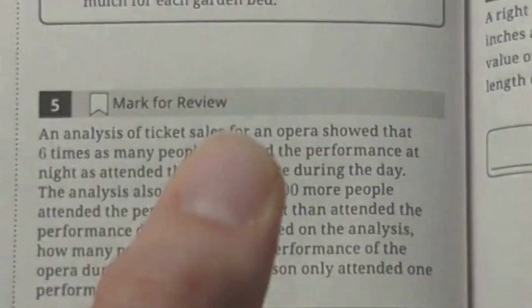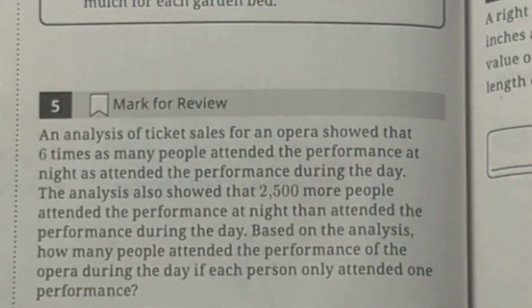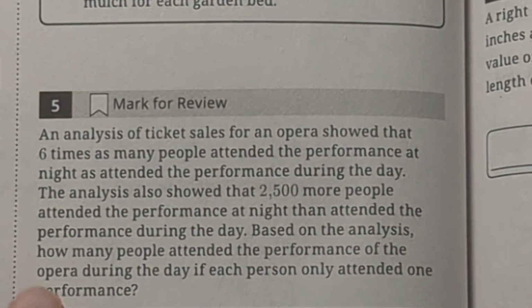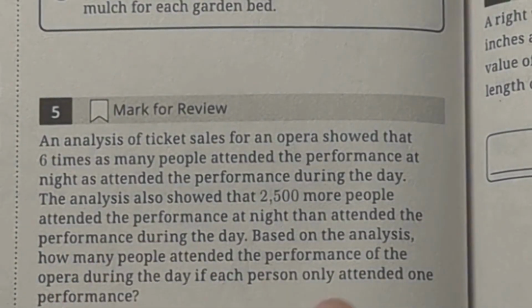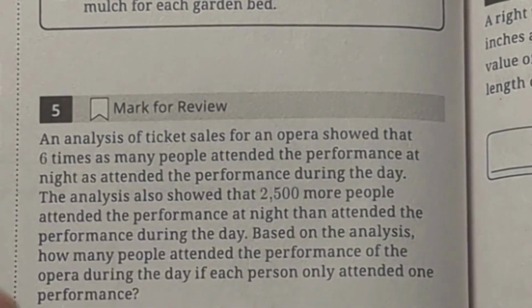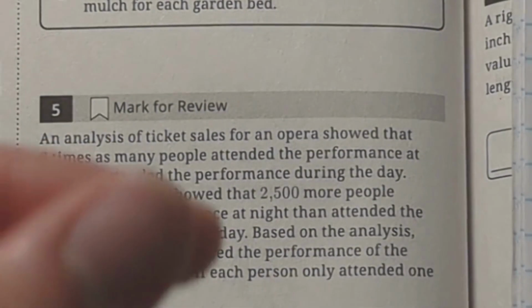Look for words such as how, who, when, where, and what. And so the word how indicates there's a question. How many people attended the performance of the opera during the day if each person only attended one performance? Okay, that indicates we're looking for daytime. We're looking for the daytime amount of people.